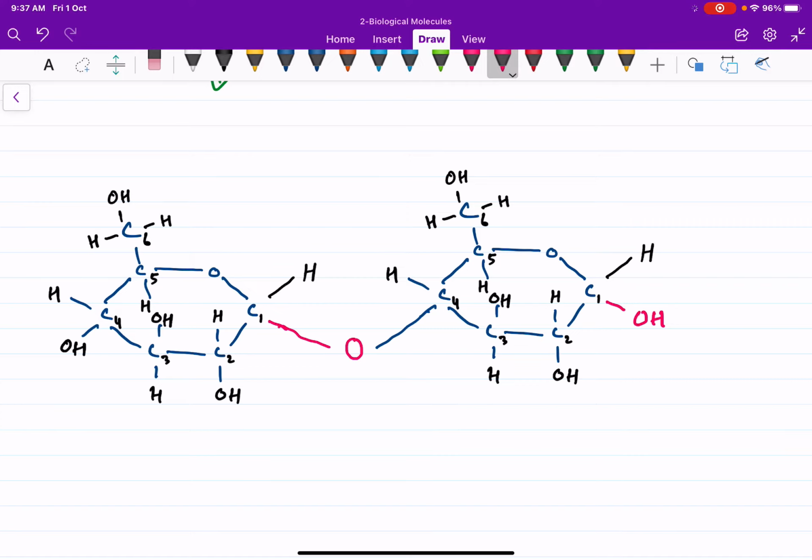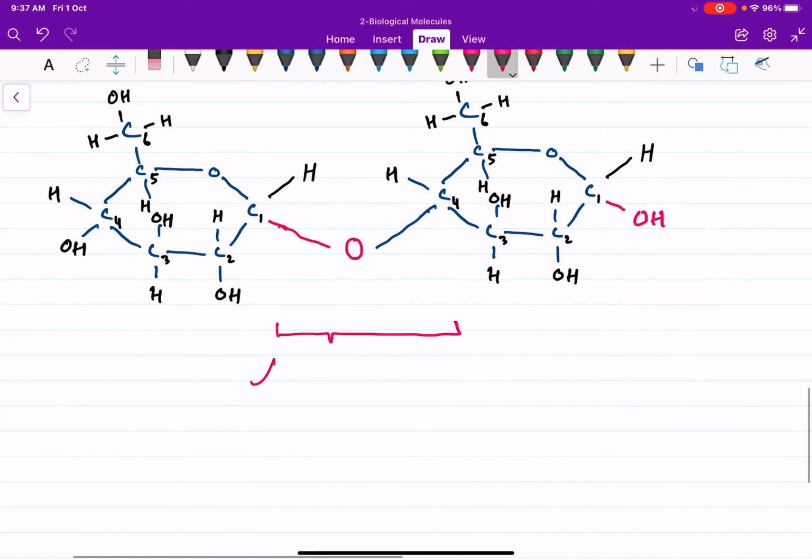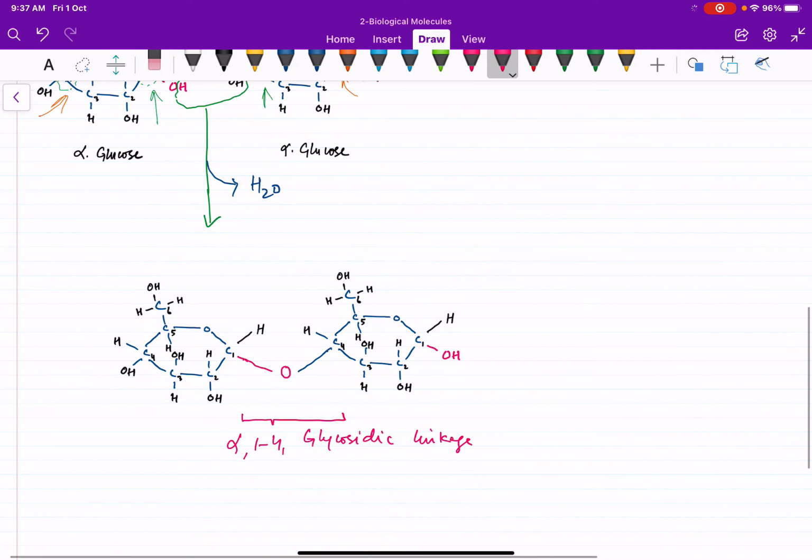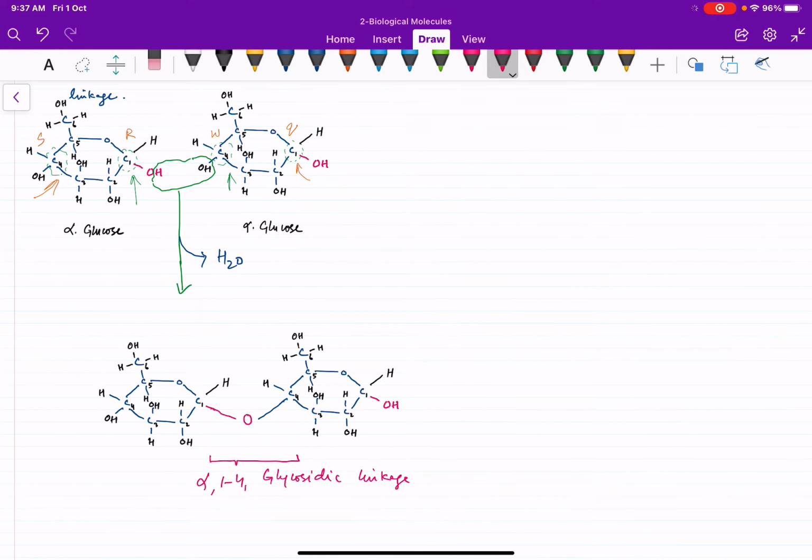You got the point? So this is a glycosidic linkage, as it is between two alpha glucose units and is between carbon number 1 and carbon number 4. So this is known as an alpha 1,4 glycosidic linkage. So this is the structure of a maltose. Is it okay?